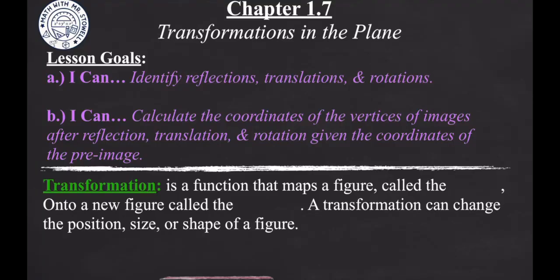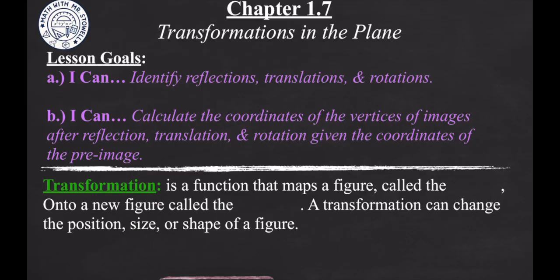In this video, we want to be able to say that I can identify reflections, translations, and rotations, and also I can calculate the coordinates of the vertices of images after reflection, translation, and rotation given the coordinates of the pre-image. First thing we want to do is define what is a transformation.